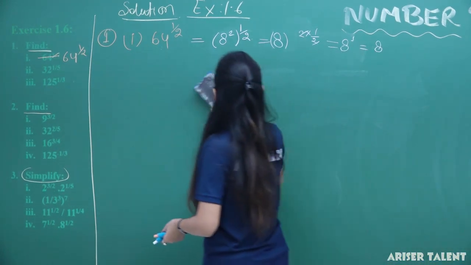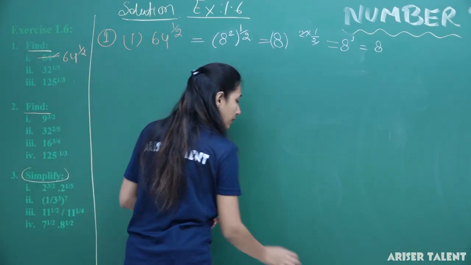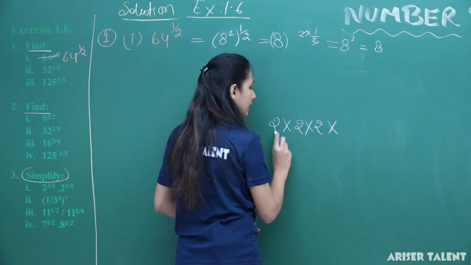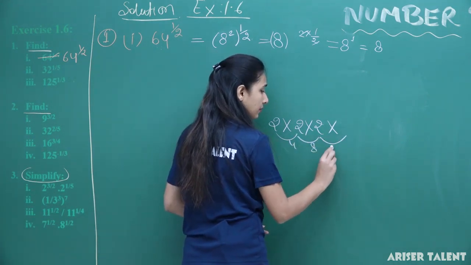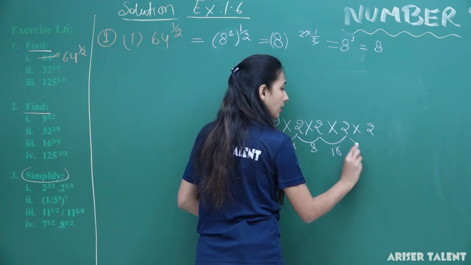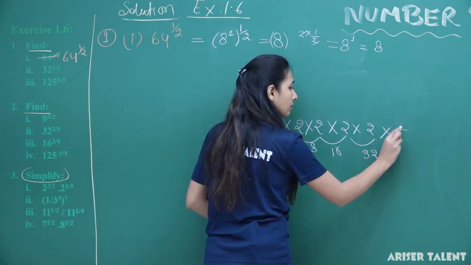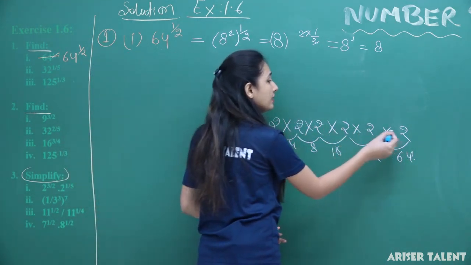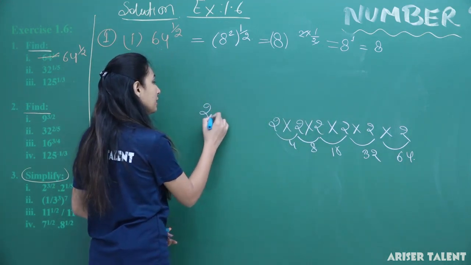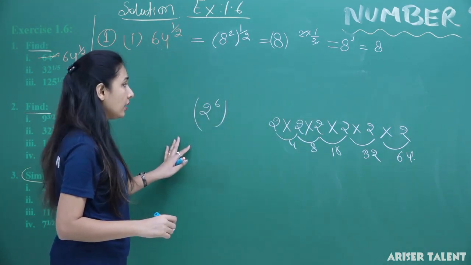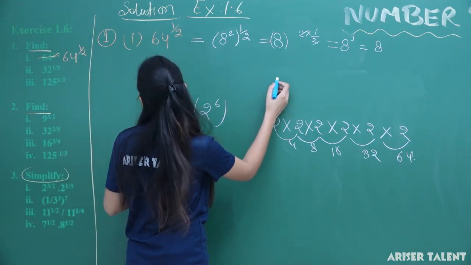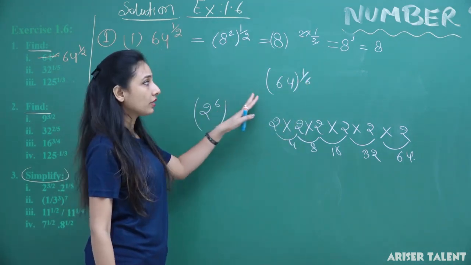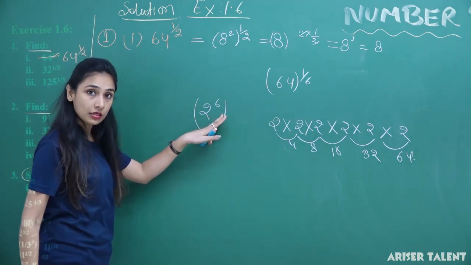Right, now if you look carefully, 64 can be written as 2 multiplied by 2 multiplied by 2, and so on: 4, 8, 16, 32 and then 64. So 1, 2, 3, 4, 5, 6 twos. That can be written as 2 raised to power 6. Students, if the question were like 64 raised to power 1 by 6, look how this works. Now 64 can be written as 2 raised to power 6, yes or no?